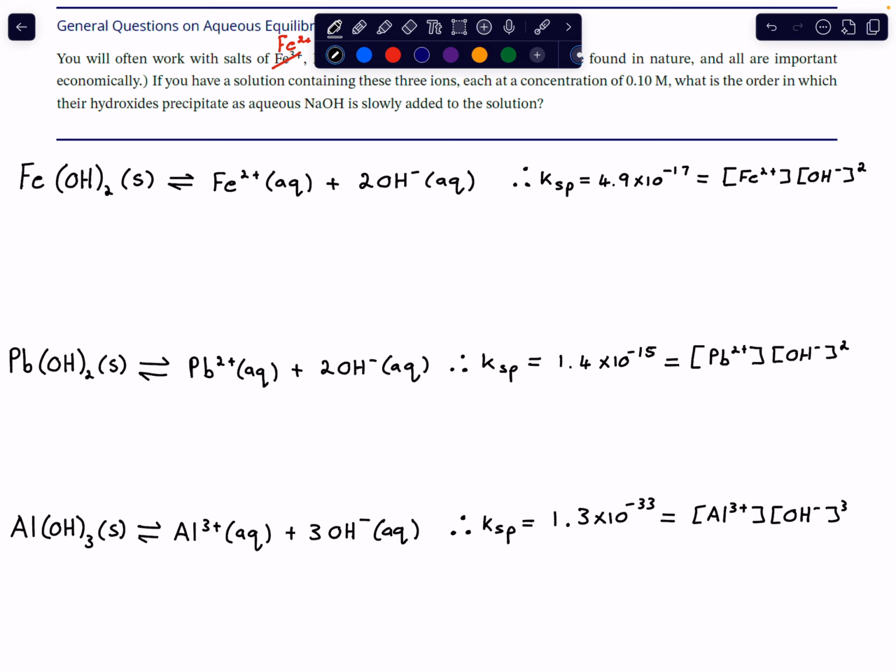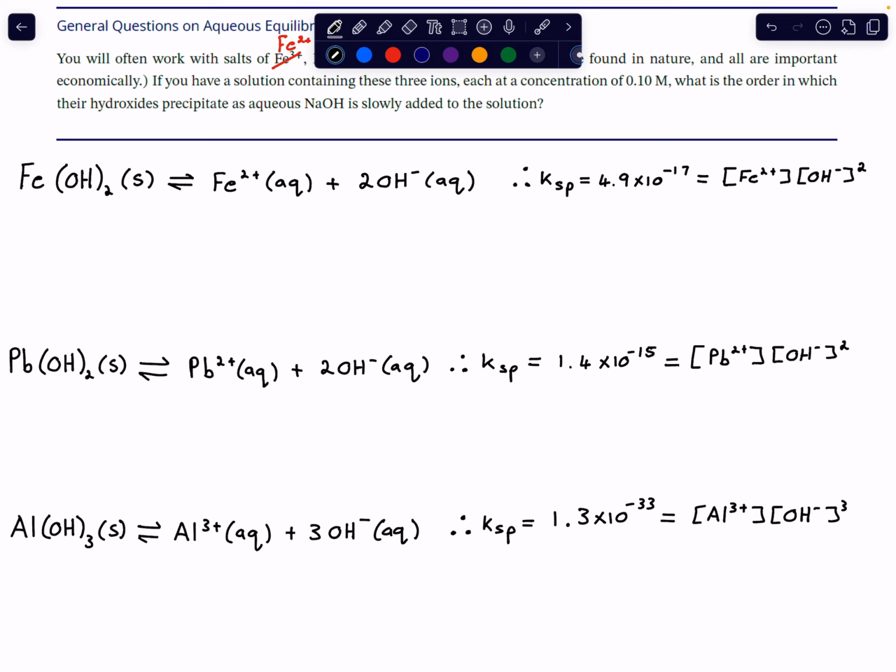And because we know they have the same concentration in terms of the metal ion, it means that depending on how much hydroxide we've added, we will have a situation where we have fractional precipitation. Right? So as we start adding sodium hydroxide, depending on their KSP value, one of these will start precipitating first, and then the next one, and then the next one, because they're not equally soluble. All right, so let's go ahead and calculate when these will start precipitating.